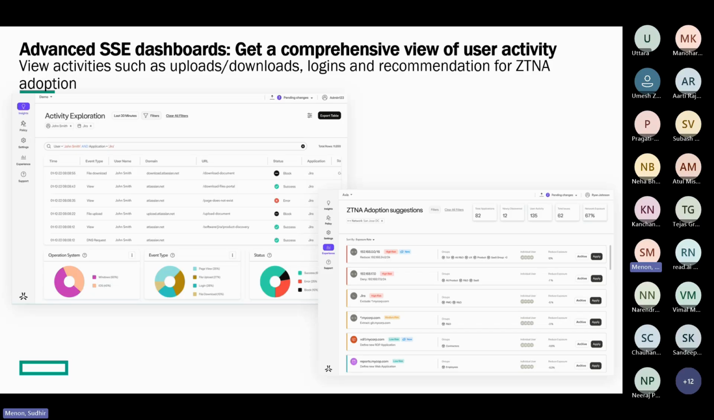This is the biggest advantage of having a single platform, or a single unified platform for SSE, as against those discrete silos of technologies what we have in some of those players out there in the market.